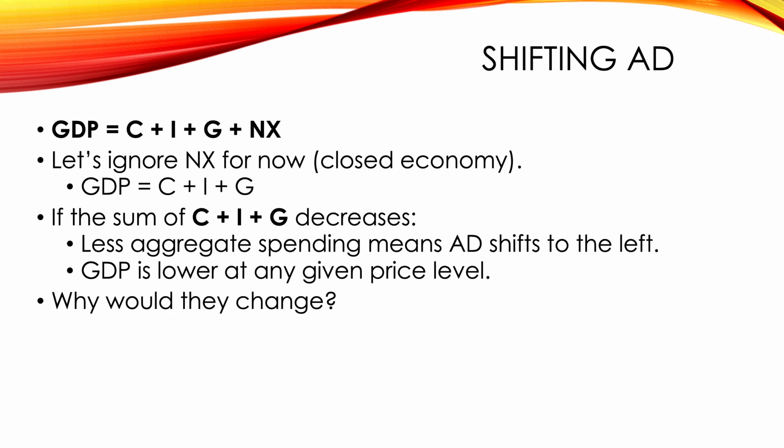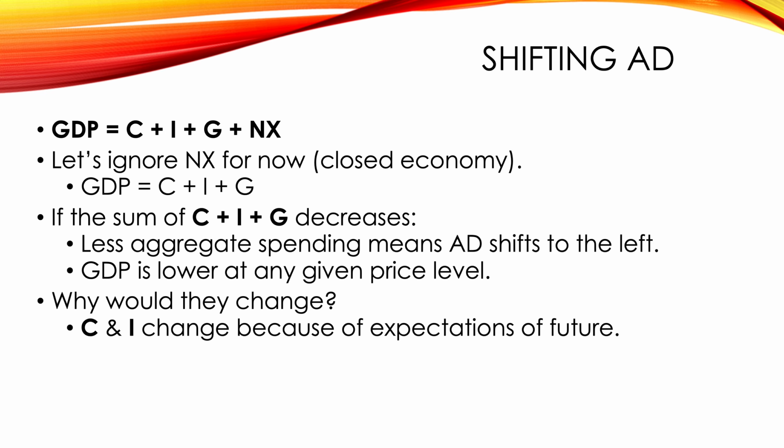So, to wrap up things here, let's talk about why these would change, right? We know that if the price level changes, that's going to be a change in real GDP, but we're not talking about any changes in the price level here. We're talking about shifting, not movement along the aggregate demand curve. So why would they change?